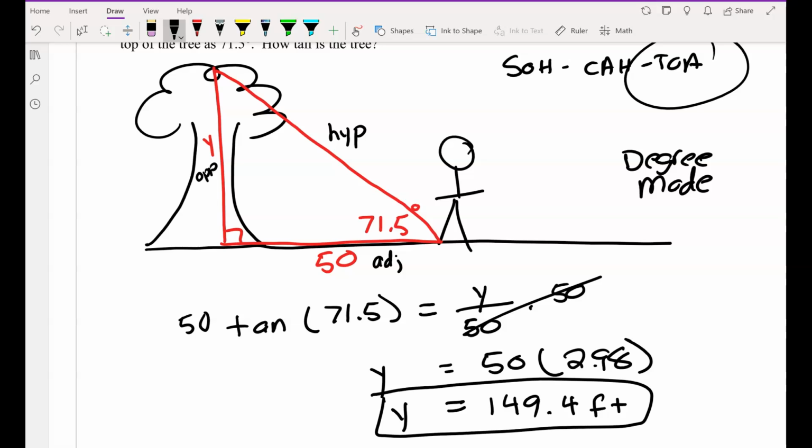So if I look at this picture, what this means is the tree is about 3 times as tall as the distance away from the surveyor.